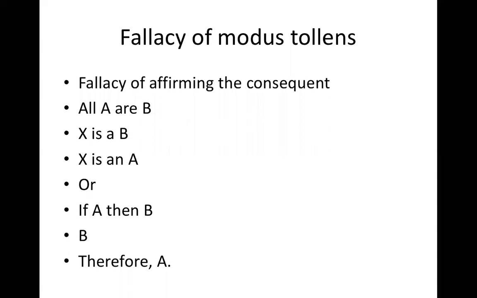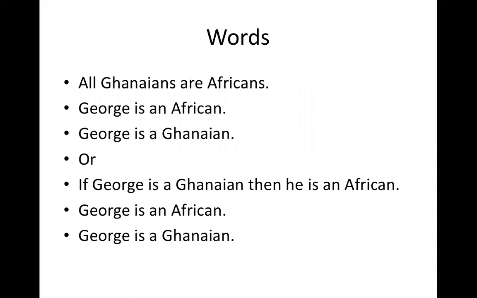Okay. Then what about the fallacy of affirming the consequent? All A are B, X is a B, X is an A. So let's look at it in words. All Ghanaians are Africans. George is an African. Therefore, George is a Ghanaian. I think we had already identified that this argument is not valid.